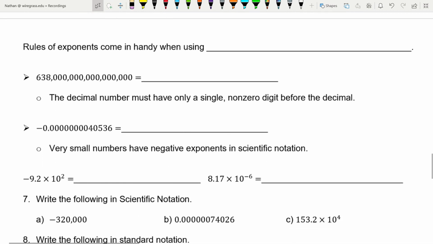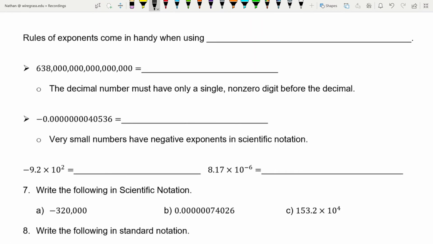Okay, rules of exponents come in handy when using scientific notation. It's a way of writing very large or very small numbers in a much more compact form that really gives us the ability to readily see what kind of a number it is. It works like this. So this is a very large number. It's what, 1,000, million, billion, trillion, quadrillion, 638 quadrillion.